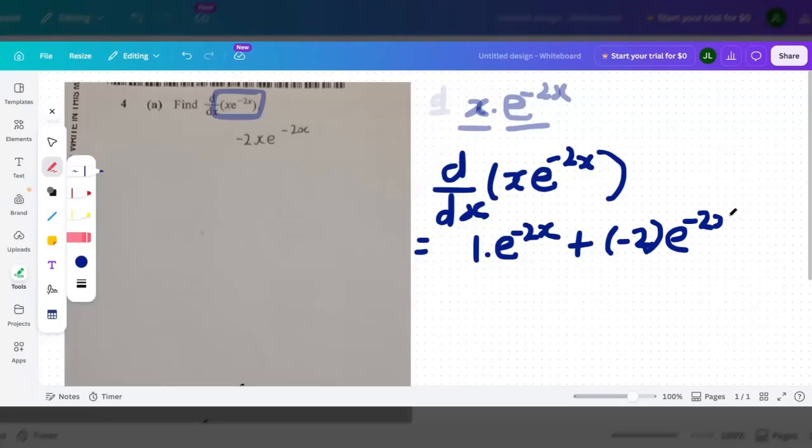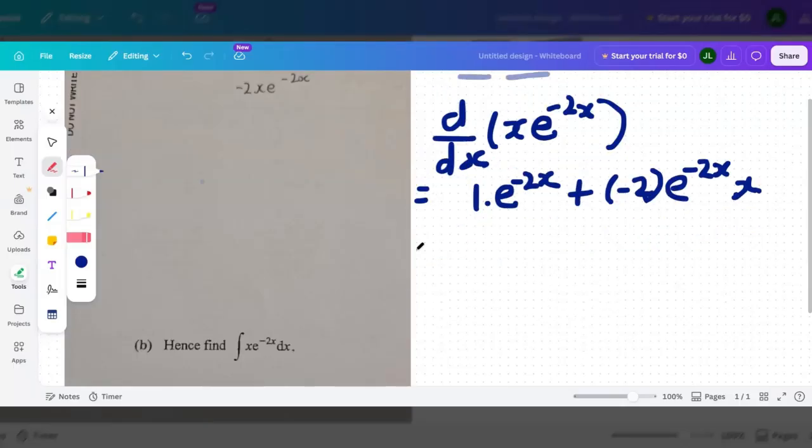Do not confuse this with the normal power rule that you differentiate. And then last but not least, multiply with the original over here. Let's simplify this a little bit. This is e to the power of negative 2x. We have got negative and positive, so it becomes minus 2x, and then this is still there.